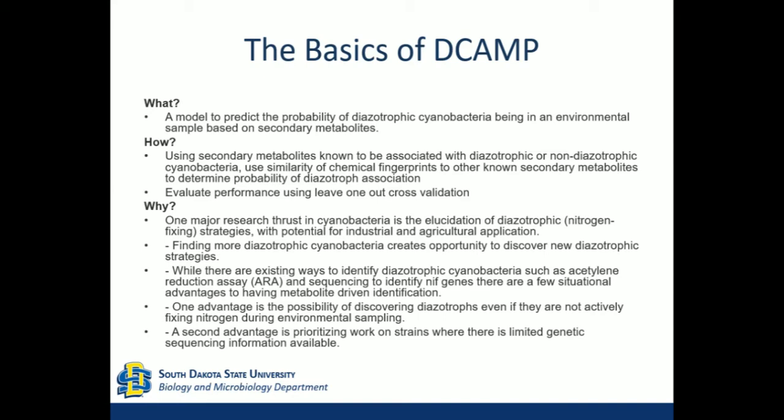diazotrophic strategies. There are existing ways to identify diazotrophic cyanobacteria, such as the acetylene reduction assay, which requires a GCMS, or you can look for NIF gene sequences if there is sequencing available on the samples you're looking at. But if that's the case, they may not be novel samples and contribute to finding new strategies the same way that new environmental isolates would. Another advantage of this approach is that it may work when a strain is not actively fixing nitrogen, but is still producing the secondary metabolite that indicates it is capable of fixing nitrogen at some point.